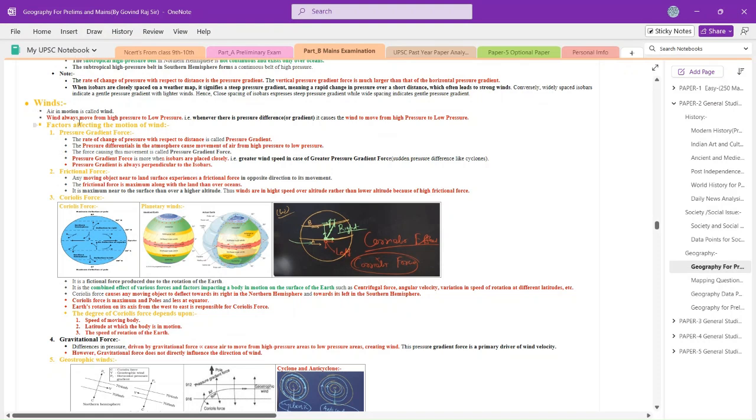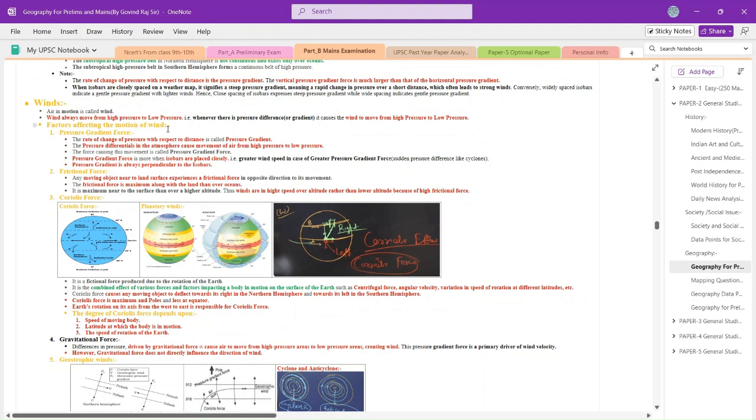So what do we mean? What are winds? Winds is air in motion. We can say wind always flows from high pressure to low pressure. This thing is in golden line, because for solving the problems, winds always move from high pressure to low pressure. Whenever there is a pressure difference, or pressure gradient, it causes wind to move from high pressure to low pressure. This red line you have to remember, because there is no alternative to this.